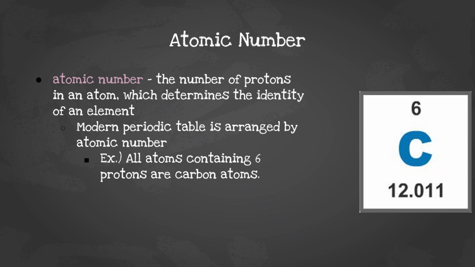So in our periodic table of elements, we can see the atomic number at the top. So if I have my periodic table, I have my carbon block, my top number is going to be my atomic number. And then I'm going to, right here, have my element symbol.